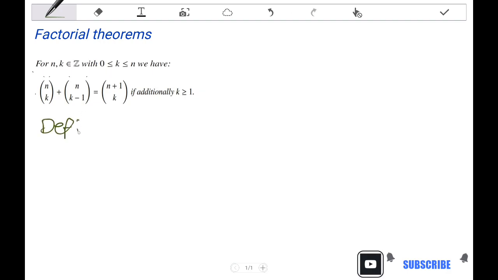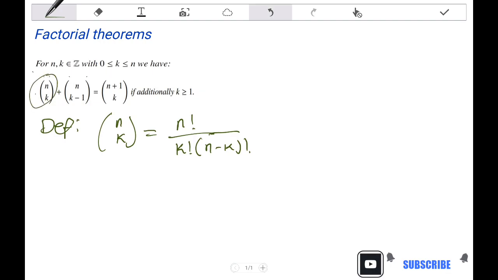So the definition: if you have n choose k, it equals n factorial divided by k factorial multiplied by (n minus k) factorial. That's the first definition of n choose k. The next one is identities, because in order to prove this theorem, you have to know the identities and also the definitions.